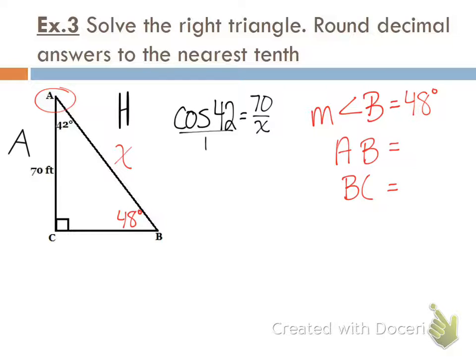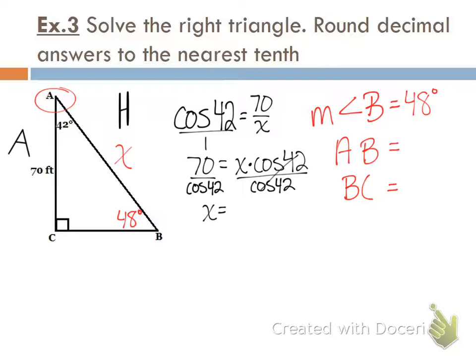We cross multiply and solve. We get 70 is equal to x times cosine of 42. To get x alone, what would we do? Divide by cosine of 42 degrees on both sides. From there, our calculator helps us. Directions say to round to the nearest tenth. So what do we get?